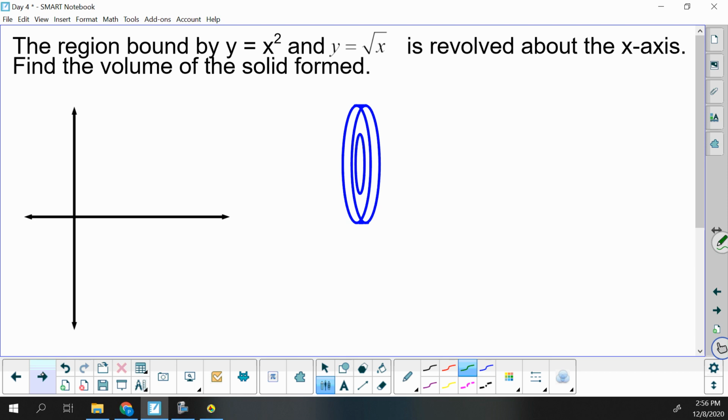So our first example on the bottom there, we've got x squared and square root of x. So those would both cross when x is equal to 0 and when x is equal to 1. So x squared looks something like that. The square root of x looks something like that. So we're looking for that space that's in between them, and we're going to spin it around the x-axis.